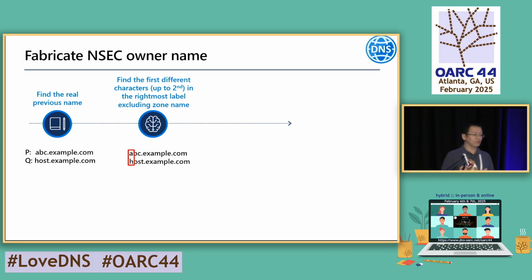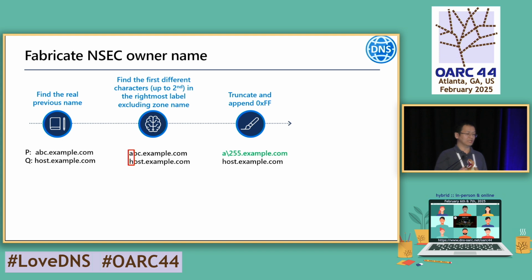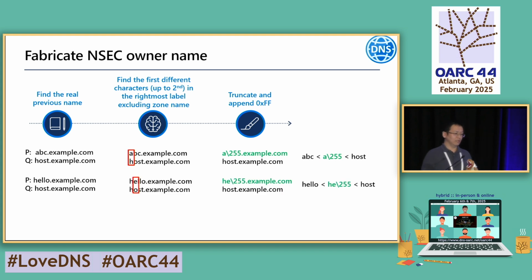And we try to find the actual first different letter. So here in this example, A and H are different, then we stop. So we can just simply truncate the string, and we can just append 255. So now we found a new NSEC name that is actually between the real previous name and the actual query name. And here's another example. If the first letter is the same, like here they're both H, we can jump to the second letter, and they're different. We just truncate and we just append 255.